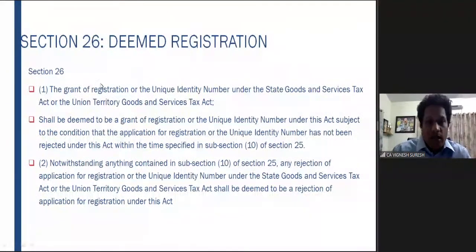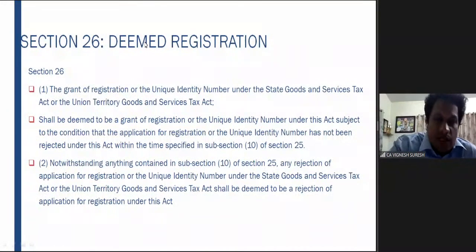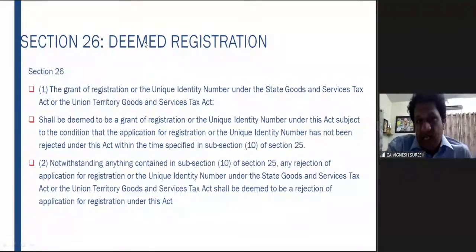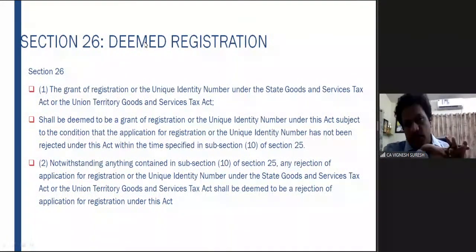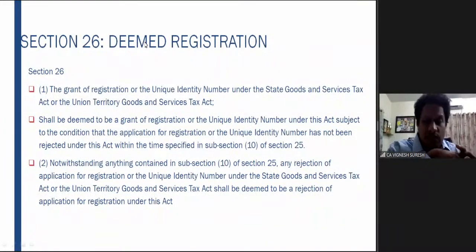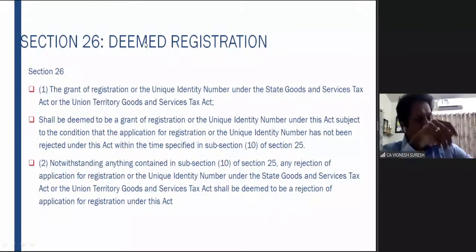Section 26 talks about the deemed registration. This means what? Now in GST, there are different acts. One is the CGST Act and each state has its SGST Act. When you're applying for the registration, it may either go to the state officer or to the central officer, because there are CGST officers and SGST officers. Before GST, all the officers who were in service tax and excise have now become CGST officers. All the officers who were under VAT, sales tax, etc., have now become the SGST officers.